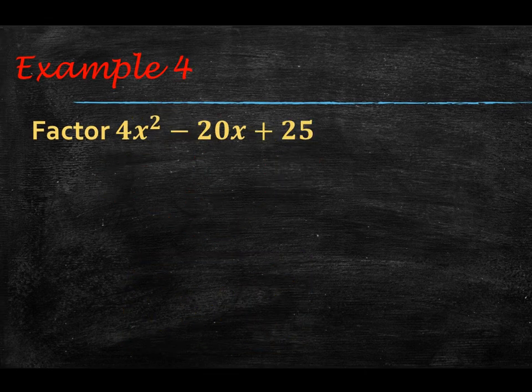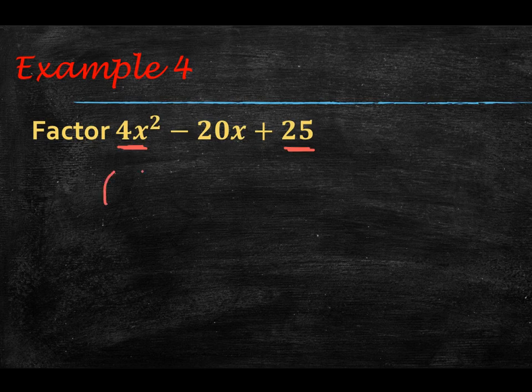Okay, let's look at a little more complicated problem. So one thing I would do is anytime you have an a that's not 1, I always try and look and see if I have a GCF. So is there something that I can divide out of 4x squared, 20x, and 25? I can't divide them all by 4, so I would stop there. Okay, well, I do recognize that the end terms, 4x squared and 25, are perfect squares. So this might be a perfect square trinomial.